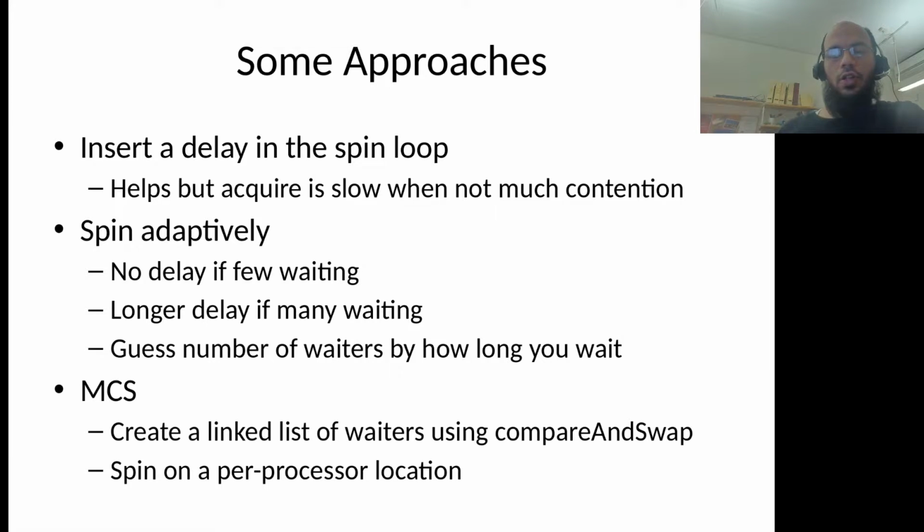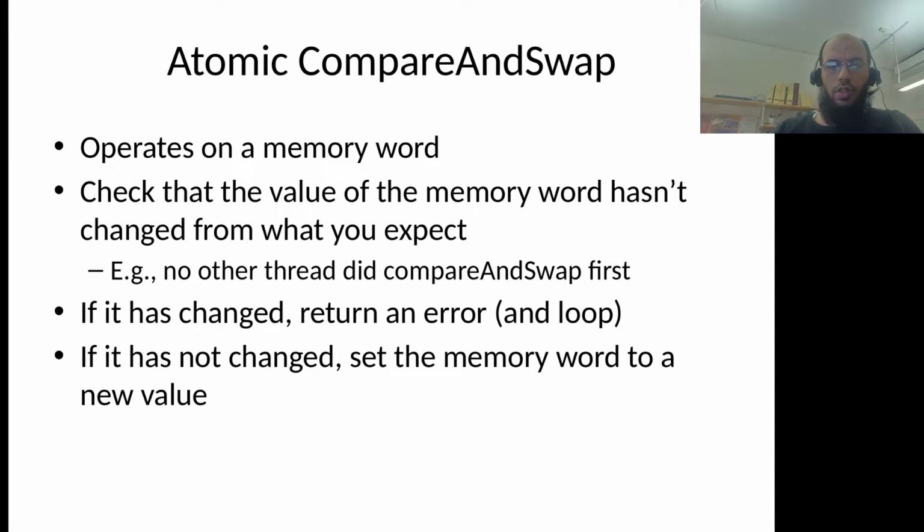So some approaches: you insert a delay in the spin loop, so that you do not try to fetch the data from the caches while it's being changed, but rather wait a bit longer until the data gets a bit more stable, or someone else acquires it, and then you will not try to acquire it before. You can try spinning adaptively, and then there's the MCS lock that we will talk about more.